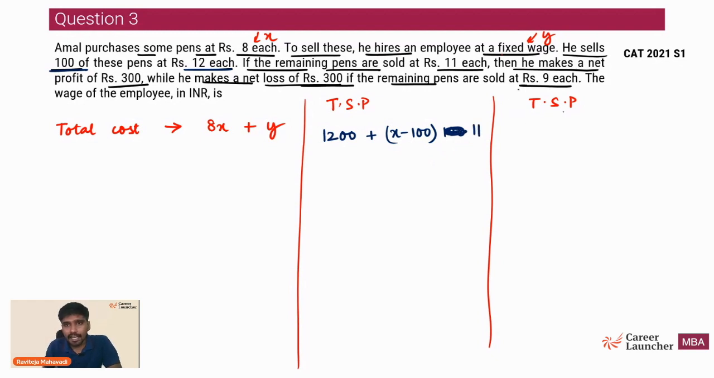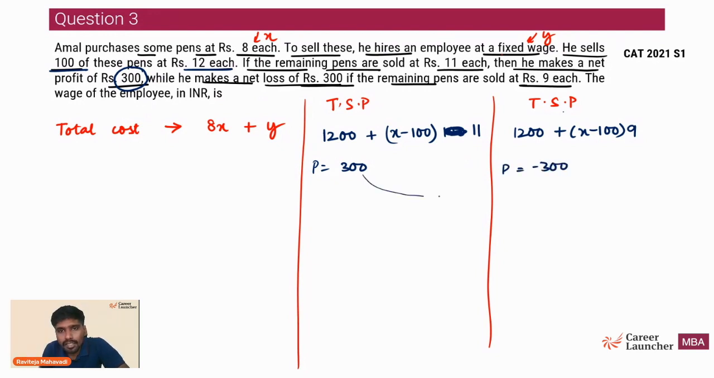In the second scenario, again you are making 1200 out of the first 100 pens, and the x minus 100 pens you are selling at 9 rupees each. It is said that there is a difference of... look at this. In this case, you make a profit of 300. In this case, you make a profit of minus 300. That is, you are making a loss of 300. So the difference in the total selling prices in both cases has to be 600, the difference between 300 and minus 300.